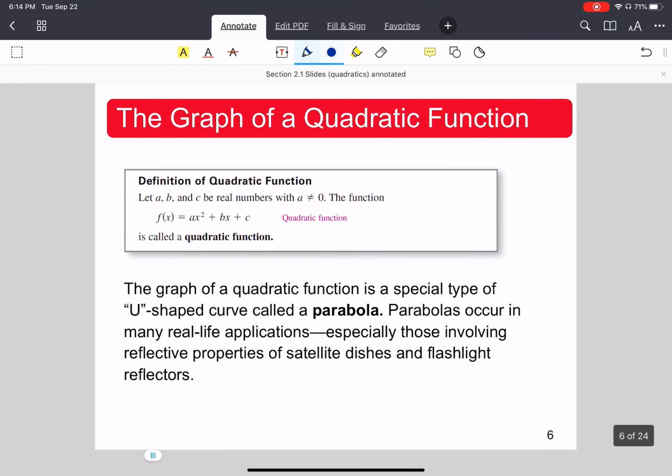So let's take a look at an example. Sketch the graph of each quadratic function and compare it with the graph of y equals x squared. You guys realize this is what I call the parent, or the squaring function. So in the first case, we have f of x equals 1 over 3 x squared.